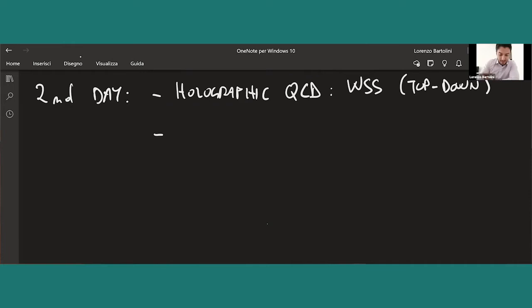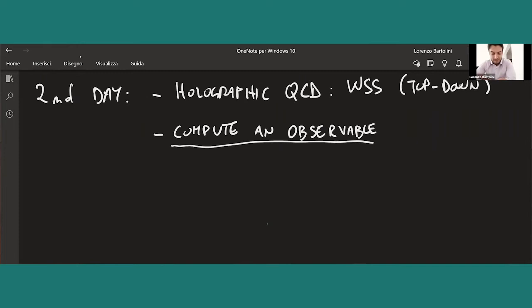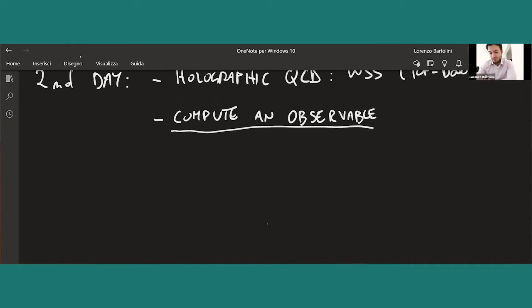Then, if there is time, but I think there will be, we will see how to compute some observable. Our goal is to give the complete computation of an observable. I'm thinking about one that I computed for my master thesis, which is the electric dipole moment of the neutron. This is the first time I have the occasion to explain with every detail how to compute it. It's also a quantity that is quite difficult to compute in QCD because of the importance of non-perturbative phenomena. There's a lot of non-perturbative physics going on.